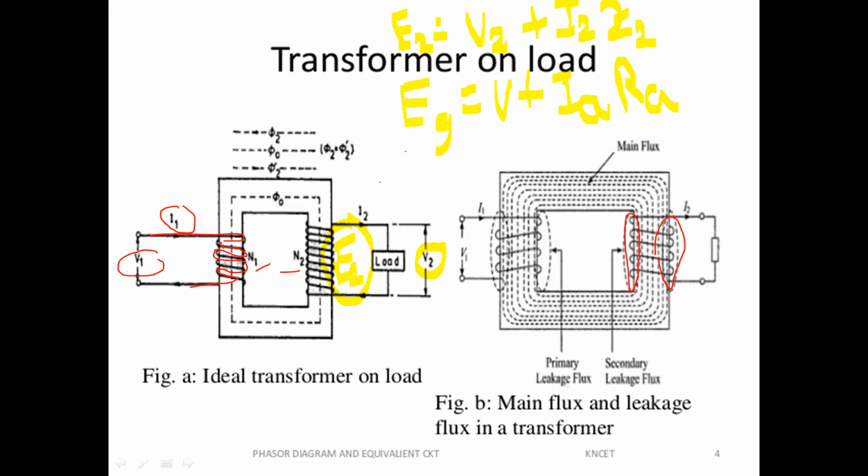Instead of resistance, we write impedance. Here, instead of Eg, we write E2. So this is the secondary voltage equation.